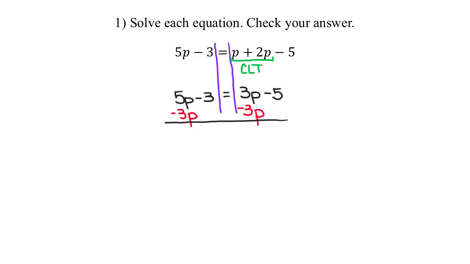All right. Now I'm going to simplify some stuff down. On the left, I have 5p minus 3p. I got 2p. And I got the minus 3. And I got the equal sign. What's left on the right side of my problem? The negative 5.